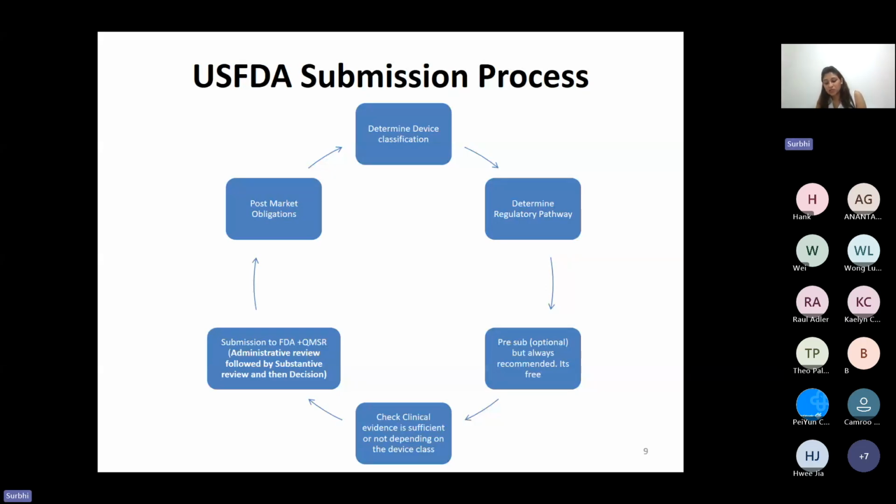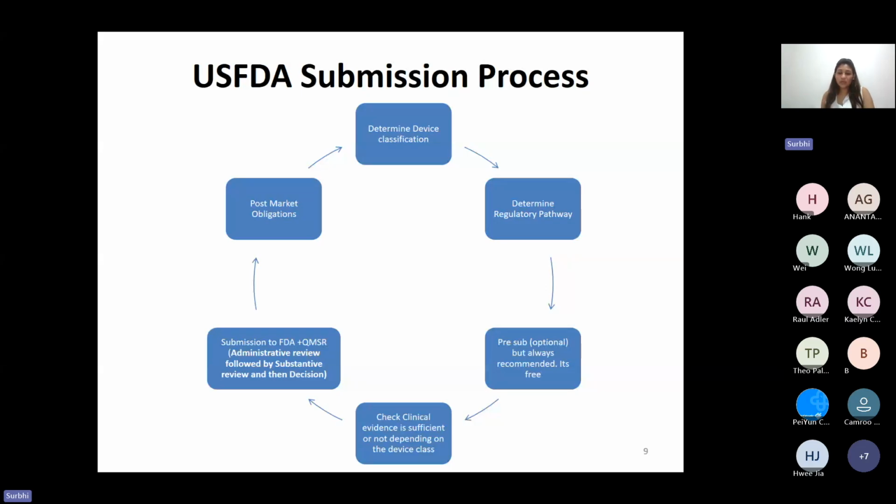Once you have that plan in place, go for the regulatory pathway. If it is Class 1, it can be exempted, 510(k) exempt. If it is Class 2, determine whether it is 510(k), De Novo, or PMA. Usually PMA will be Class 3, but still all the manufacturers can have that strategy of regulatory pathway.